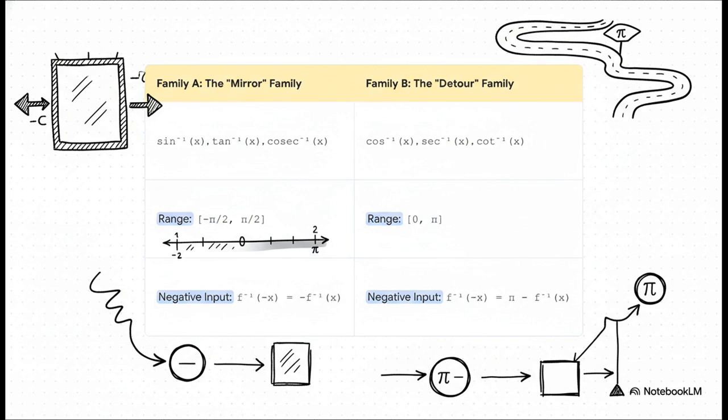Then you have family B, the detour family. This is inverse cosine, secant, and cotangent. Their map stays up in the positive values, from 0 to pi. And because of this, when they get a negative input, they have to take a little detour. The answer is pi minus the result you'd get for the positive input.